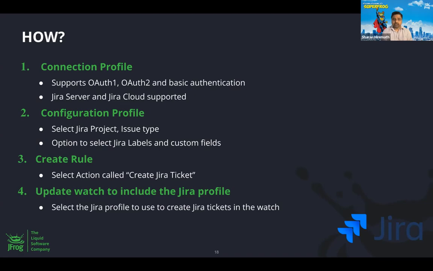So very straightforward. So what actually this helps you is that you can have as many connection profiles, as many configuration profiles as you want, because you might have multiple Jira projects you want to create tickets in. You have a different type of custom fields in different projects, for example, and so on and so forth. So it makes it really easy for you to use any combination of, you can have one connection profile, you can have multiple configuration profiles. So it actually makes it very easy depending on which project where you want to create Jira tickets and with what severity.